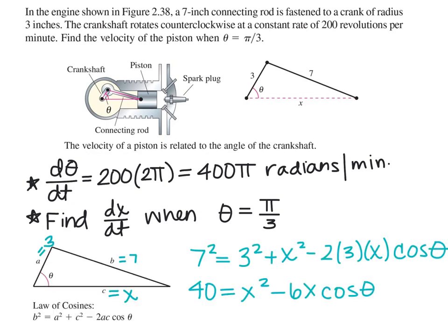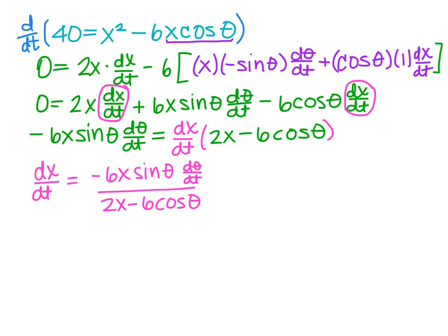Now my next step is to find an equation that works with both theta and x in terms of this non-right triangle here. And that's where law of cosines comes into play. So I can write an equation with theta and x in it so that I can take the derivative and plug in all the stuff that I have. I'm going to use this equation here to model this triangle using 3, 7, and x as my sides. Once I simplify it down, I'm going to have 40 equals x squared minus 6x times cos theta. So let's take the derivative of this and see what happens.